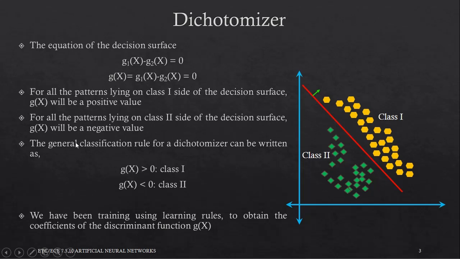Therefore, the general classification rule for a dichotomizer can be given as g of x greater than 0 is for class 1 and g of x less than 0 is for patterns belonging to class 2. Because of this, for a dichotomizer, you don't need a maximum selector. You only need to check for the value returned by g of x. If it is positive, the pattern belongs to class 1, and if it is negative, the pattern belongs to class 2. This job can easily be done with the help of a TLU.